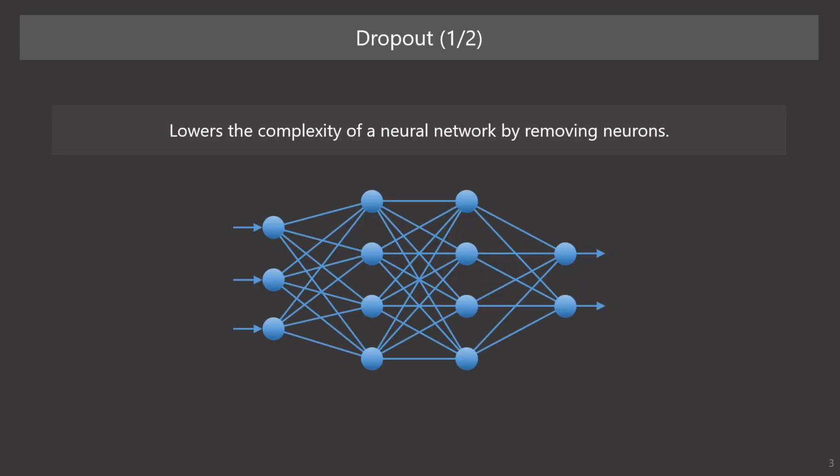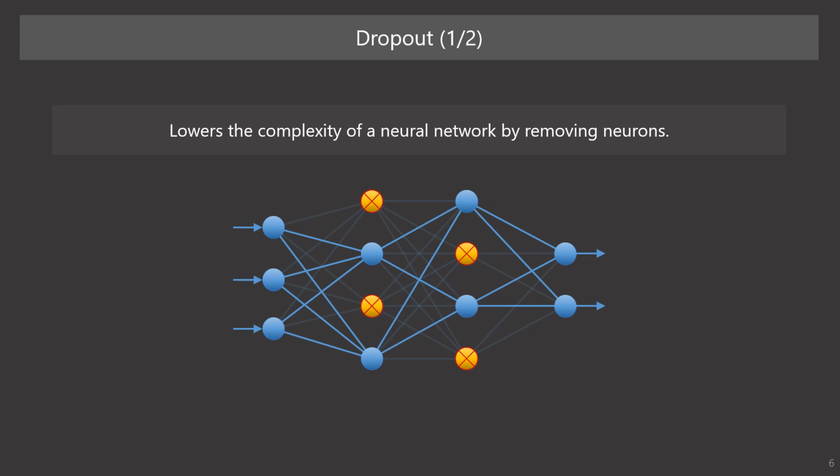Dropout is a method that lowers the complexity of a neural network by removing neurons. Dropout randomly selects neurons in the hidden layers and removes them in the training process. For the removed neurons, the signals flowing from the input layers will not be transmitted. It is as if signals will ignore the removed neurons.